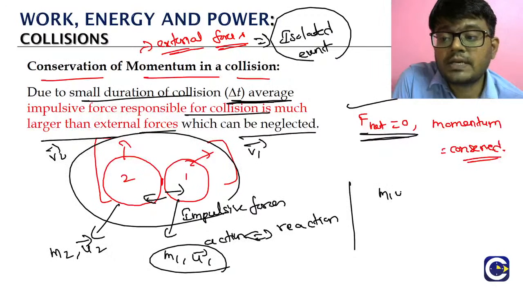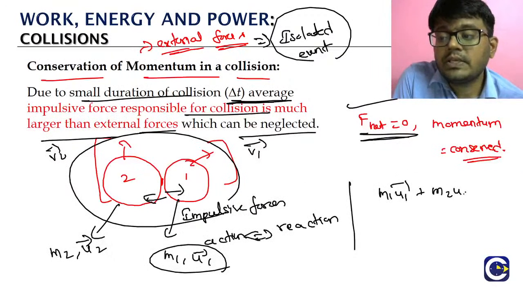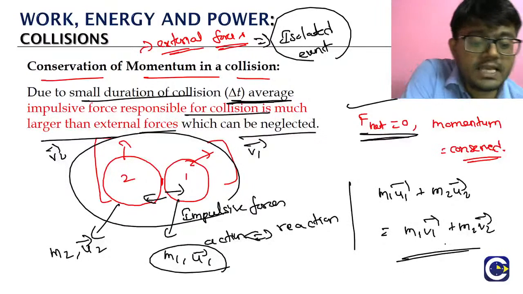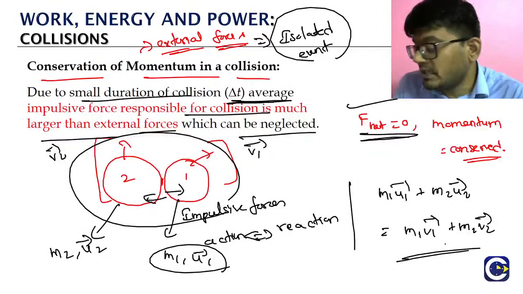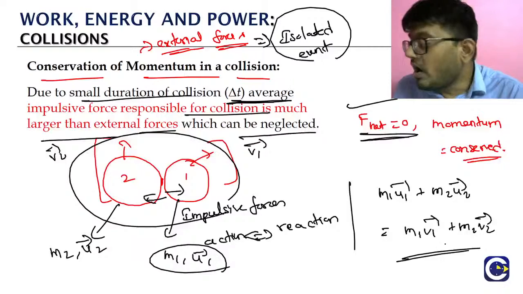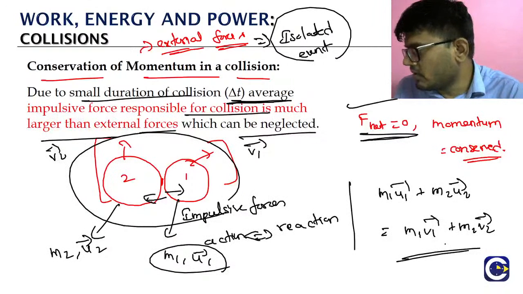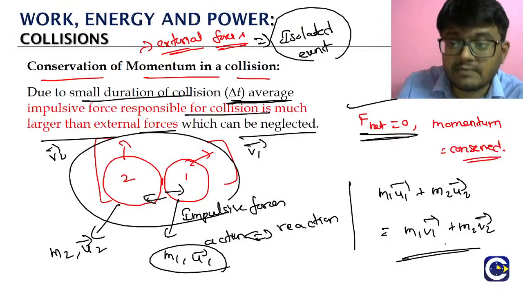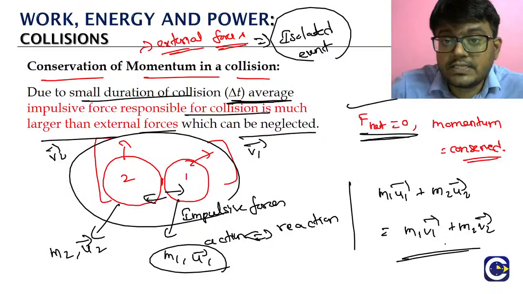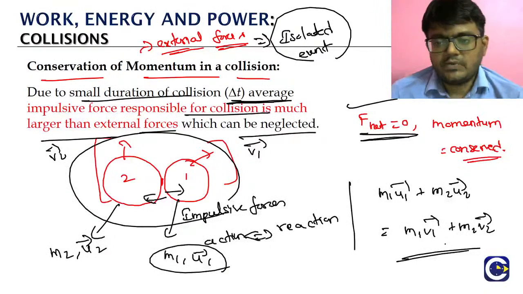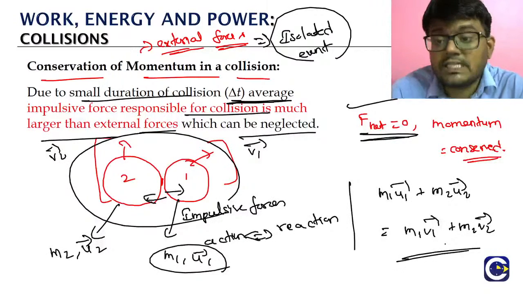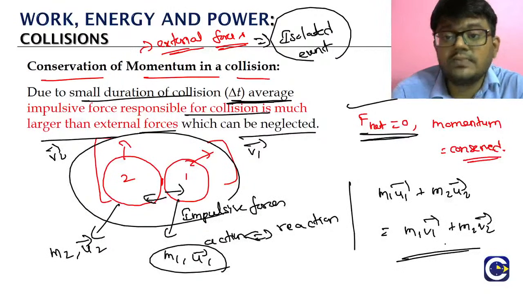Initial momentum means what? m1 u1 plus m2 u2. Final momentum will be what? m1 v1 plus m2 v2. So this is the conservation of momentum principle that will be satisfied by all the collisions. We are going to talk about the different types of collisions later, but for all the collisions, this conservation of momentum principle will be satisfied. Okay, so this is about the idea of conservation of momentum and why collisions will satisfy it.